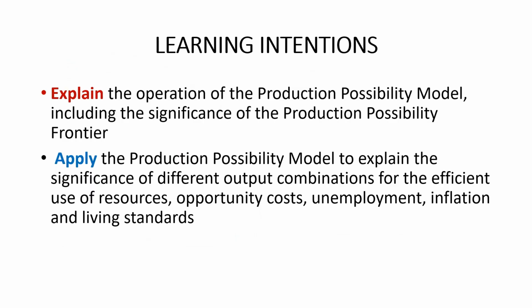Well, that brings us to the end of this video. As a result of watching and taking notes on this video, you should now be able to do two things. The first thing is to explain the operation of the production possibility model, including the significance of the production possibility frontier. The second thing is to be able to apply the production possibility model to explain the significance of different output combinations for the efficient use of resources, opportunity costs, unemployment, inflation, and living standards.